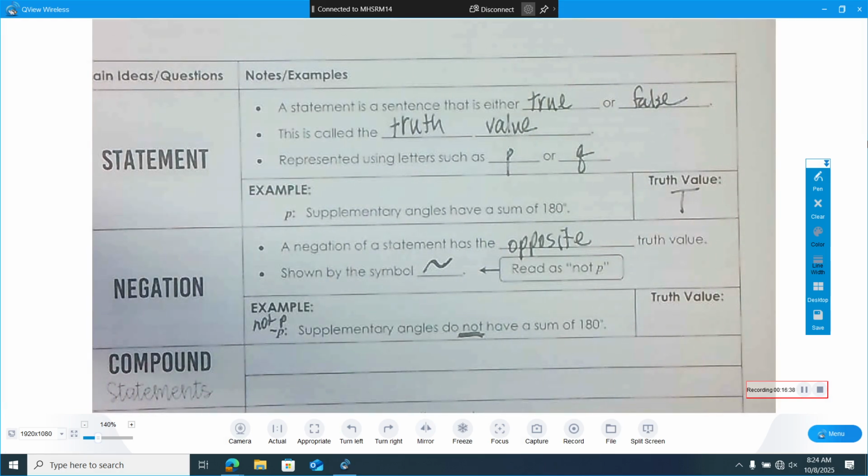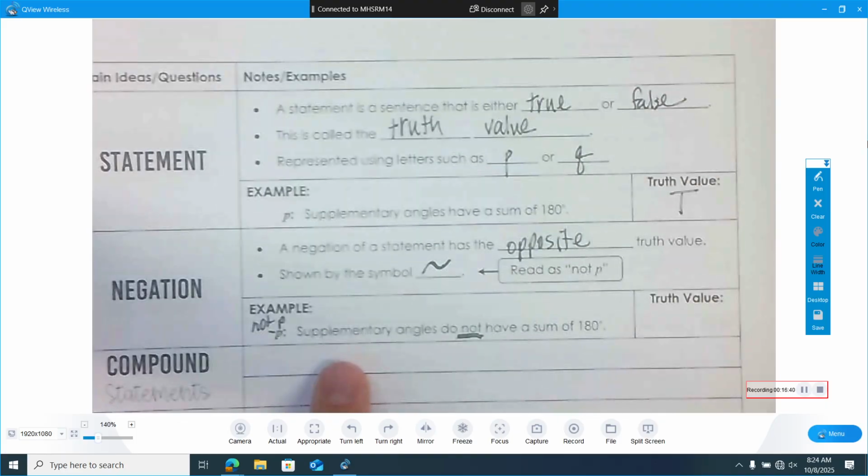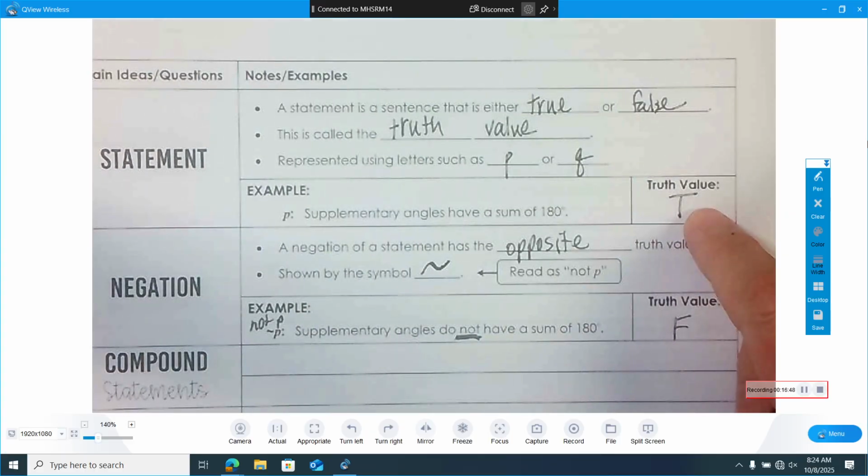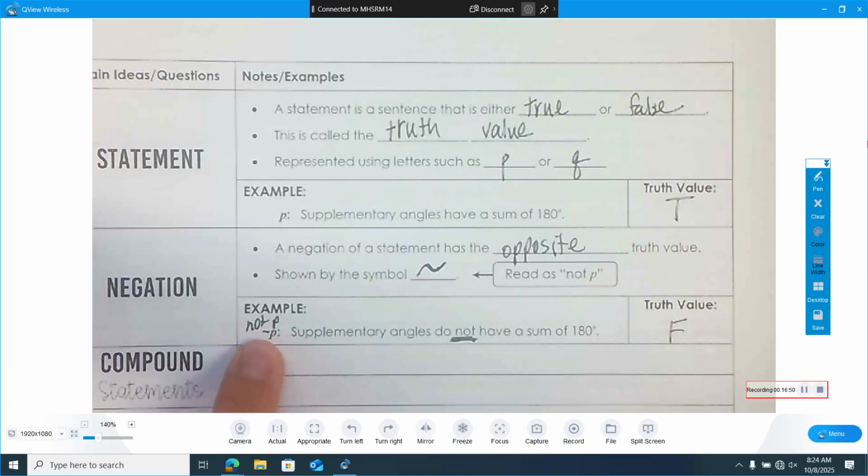We'd have to insert a not into our statement. Now, supplementary angles do not have a sum of 180. True or false? False. So you can see, originally it was a true statement. When we put a not in front of it, that must negate it. It must make it false, okay?